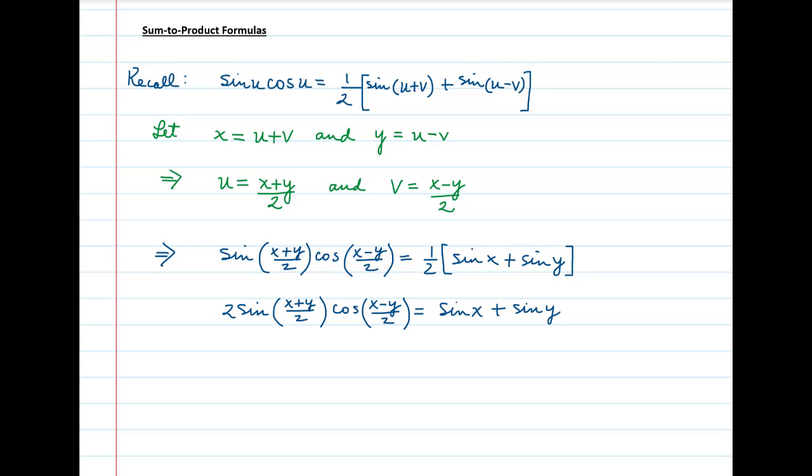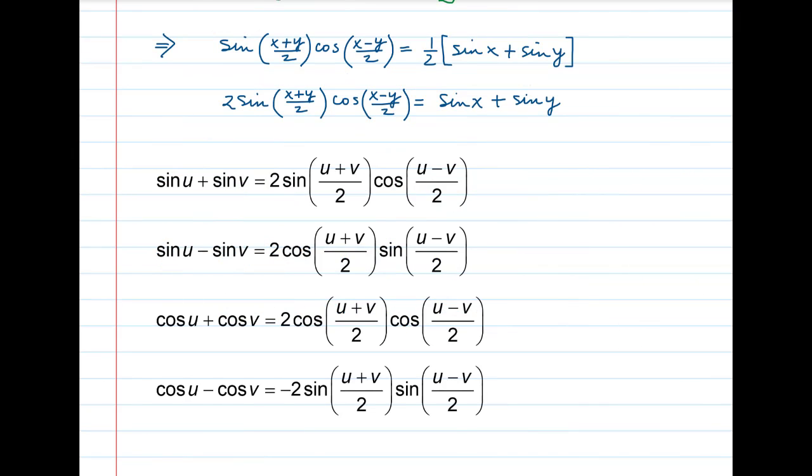And then we have our first sum to product identity. Now, the other ones are going to be proven in a similar way. For the sake of time, we're going to skip over those proofs and just give you the identities here.